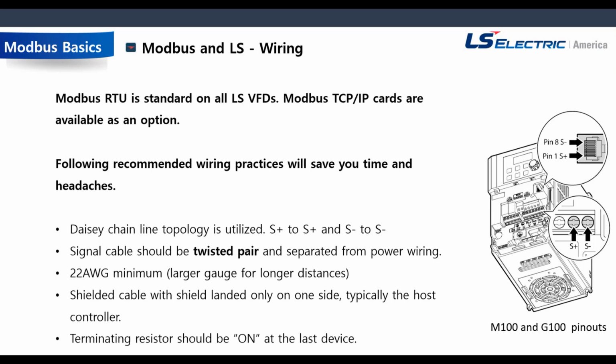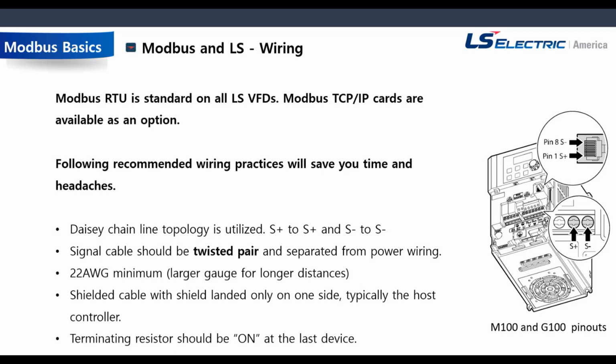We recommend a 22 gauge minimum. You could also use a larger gauge if you're going across longer distances, to compensate for the voltage drop. Shielded cable is also highly recommended. You only need to land that shield on one side of the devices, so typically you'll have it on your host controller. Also, all of the VFDs have a built-in termination resistor. That terminating resistor should be on the last device. So if you have 5 drives, you flip the switch on for the last one. It's going to be something like SW2 on the drives, and you can always check that in the manual. I'll also show you we have a master Modbus reference guide, which shows how to connect and how to program all of the VFDs.